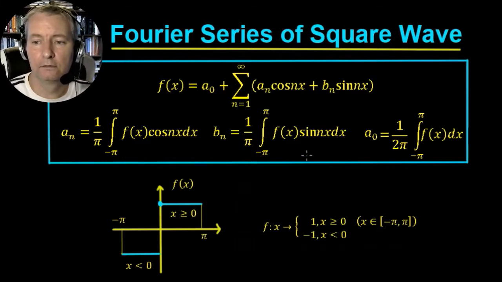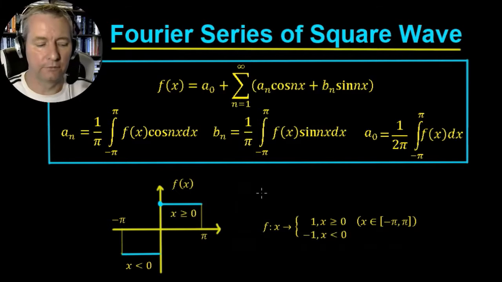Now there's one other thing to note, which is that in this case, for the bn's, we've got an odd function, and the odd function is going to be multiplied by this here, which again is an odd function. When you multiply two odd functions together, you get an even function. So if I was to integrate an even function between minus pi and pi, that would be equivalent to integrating twice the function from 0 to pi. And you can see that if you just draw it down.